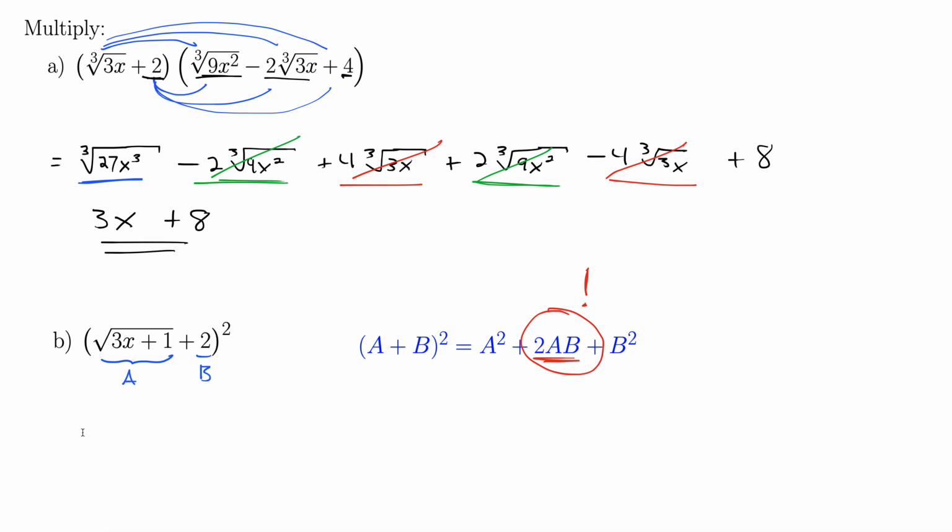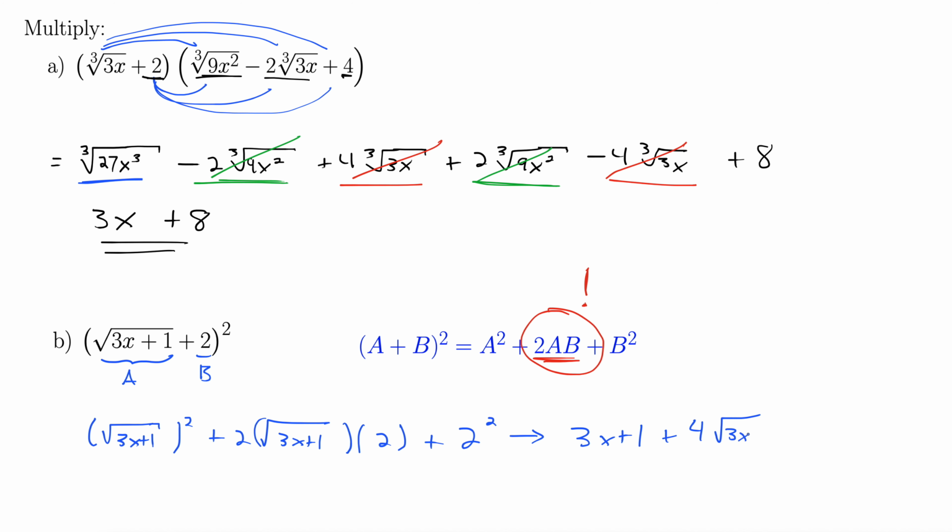Okay, using the formula that gives us rad 3x plus 1, squared, plus 2 times a, which is rad 3x plus 1, times b, and b is 2, plus b squared, 2 squared. Okay, so now we can clean this up. Well, when you just have a radical squared, it just undoes it. So 3x plus 1 there, plus 4 rad 3x plus 1, because 2 times 2 is 4, and then 2 squared is 4, plus 4.